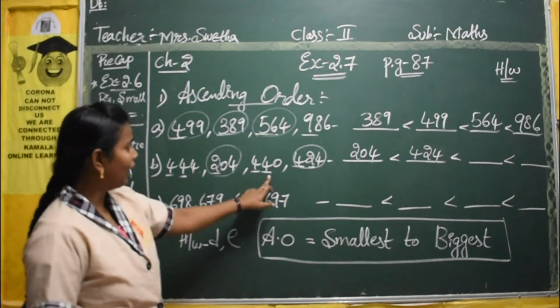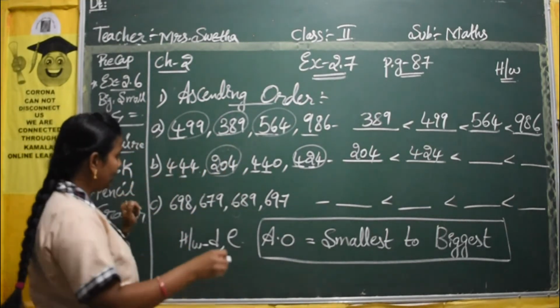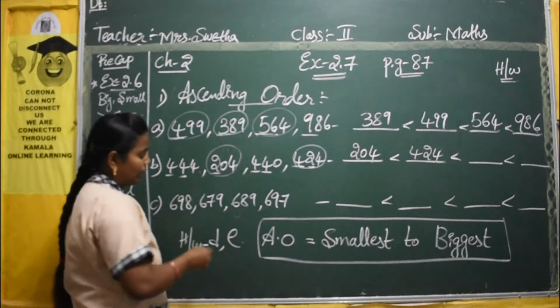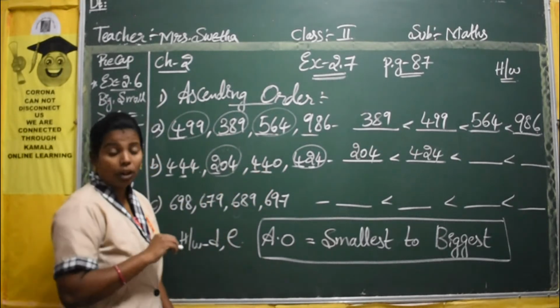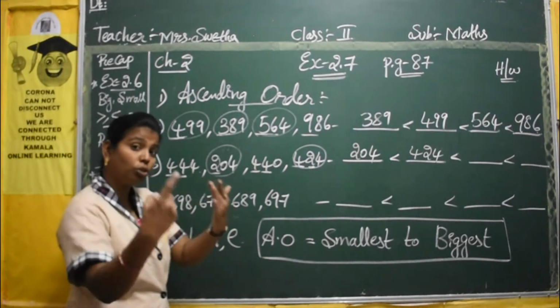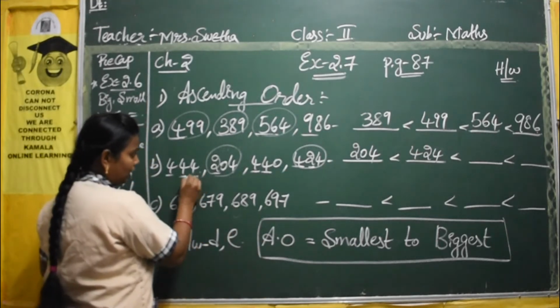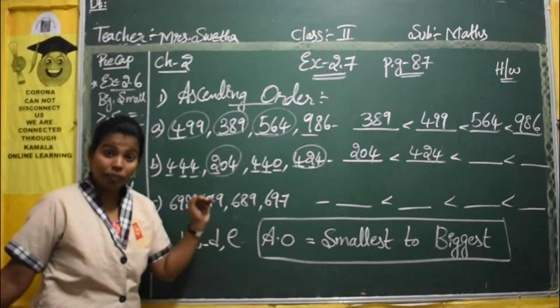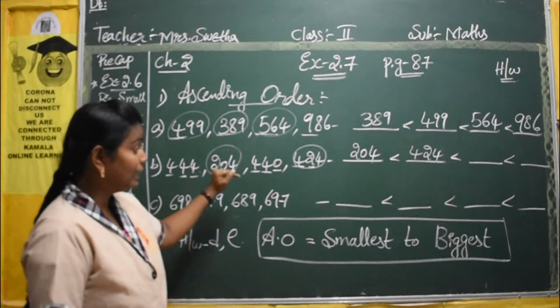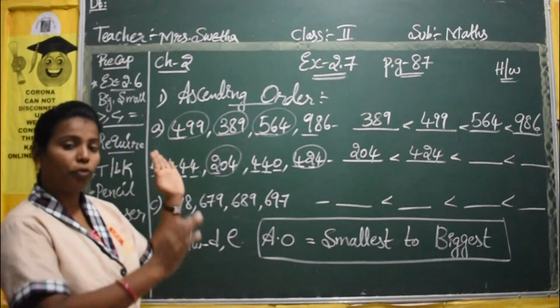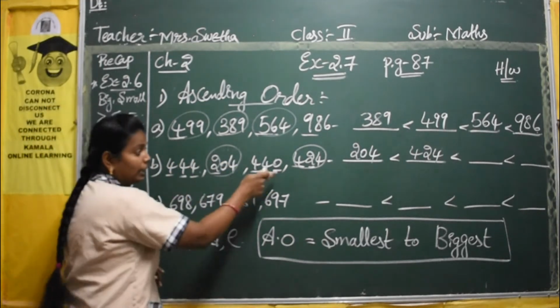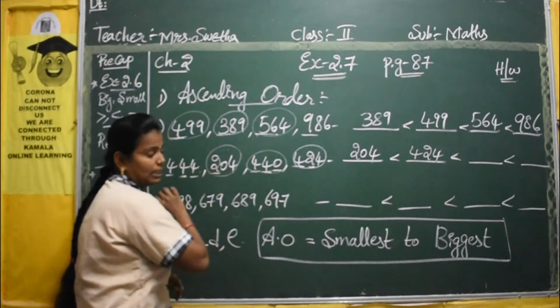Okay. Now you have the 2 set of numbers. See here, first numbers are 4. Second number is also 4. So what do we have to do? We have to move to the third number also. That is 4 and 0. So which is the smallest one? 0 will become the smallest one. From 4 and 0, 0 is the smallest one.